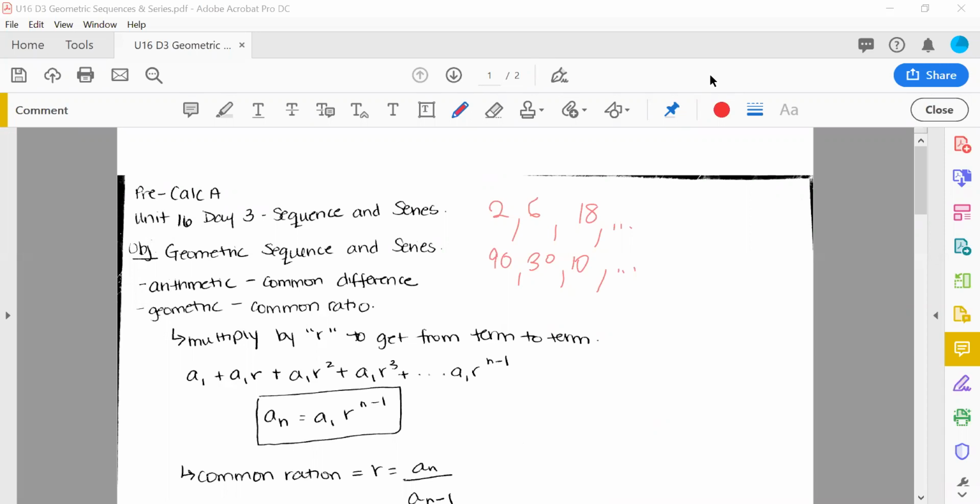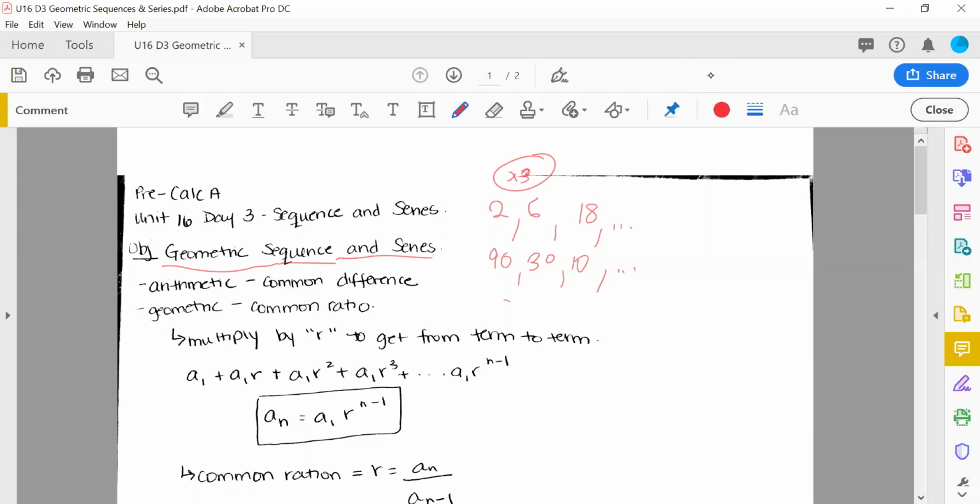All right, so last lesson was all about arithmetic sequences where you add a particular number called the common difference to get the next term. Today, we're learning about geometric sequences and series. And what does geometric mean? It means you're multiplying. And what are we doing here? Okay, we're multiplying by 3, are we not? We're multiplying by 3. 2 times 3 is 6, 6 times 3 is 18.